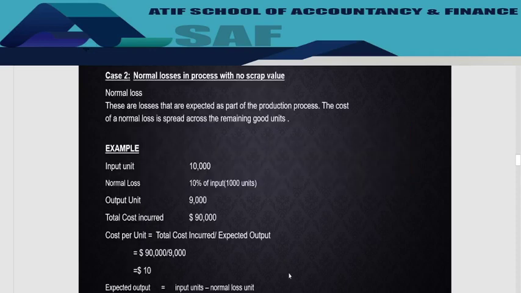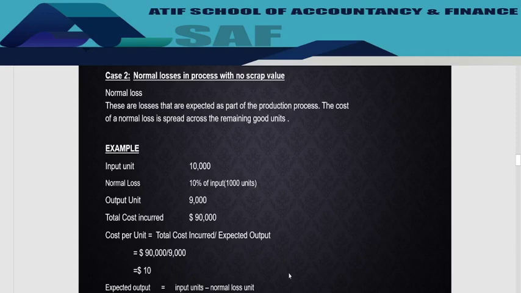Second case is normal loss in process with no scrap value. Normal losses are losses that are expected as part of the production process, and the cost of normal loss is spread across the remaining good units. For example, input units are 10,000, normal loss is 10% of input, meaning 10% of 10,000, 1,000 units. Output units are 9,000, total cost incurred is $90,000.